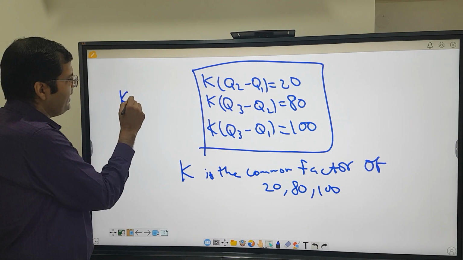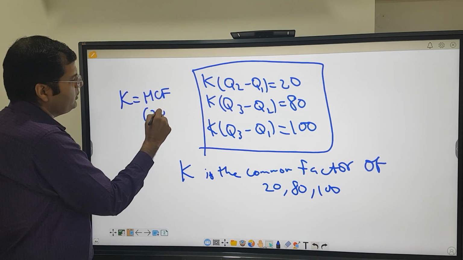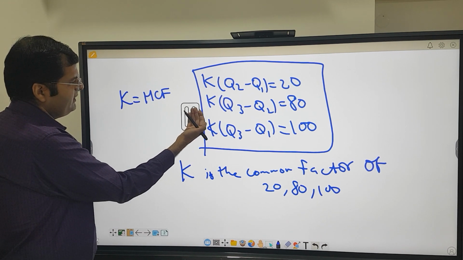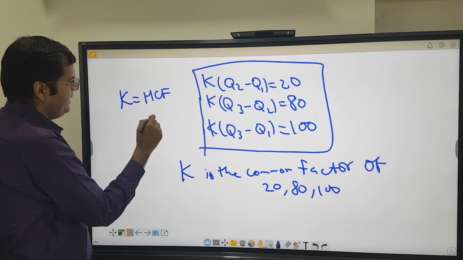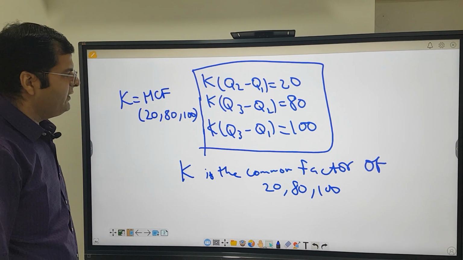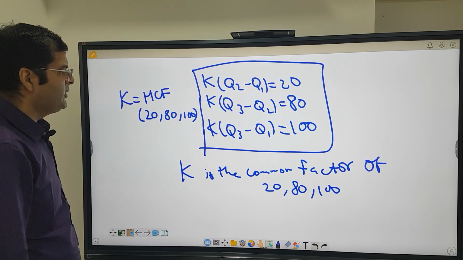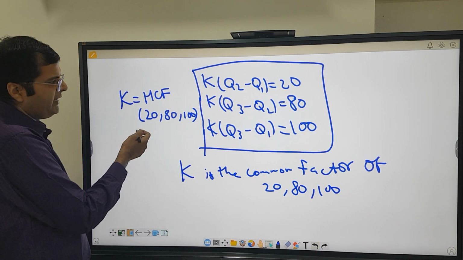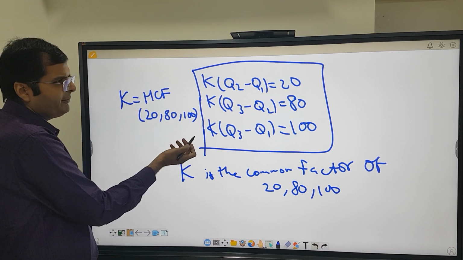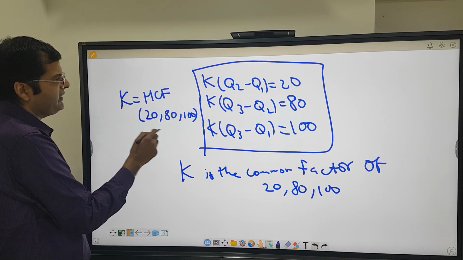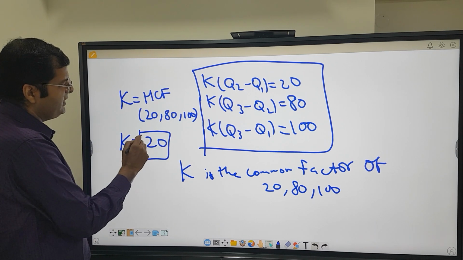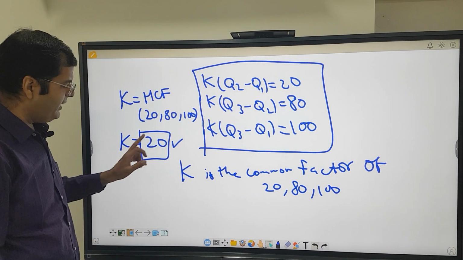What that means is that k equals HCF of 20, 80 and 100. Now if I find the highest common factor of 20, 80 and 100, it has to be 20 here. You can actually prime factorize and find it out, but if you look at it, 80 is a multiple of 20, 100 is also a multiple of 20. So 20 has to be the highest common factor among these terms. So that means k is equal to 20. So 20 over here is the right answer.